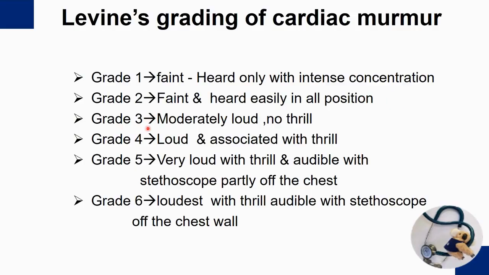Then a grade 3 murmur is moderately loud, but does not have any thrill. A grade 4 murmur is loud and is associated with a thrill. A grade 5 murmur is very loud, associated with a thrill, and is audible with the stethoscope partly off the chest. And a grade 6 murmur is the loudest murmur, which also has a thrill and is audible with the stethoscope off the chest wall. So even without the stethoscope you can hear this murmur. These are the 6 grades of murmur which you have to differentiate in your clinical bedside postings.